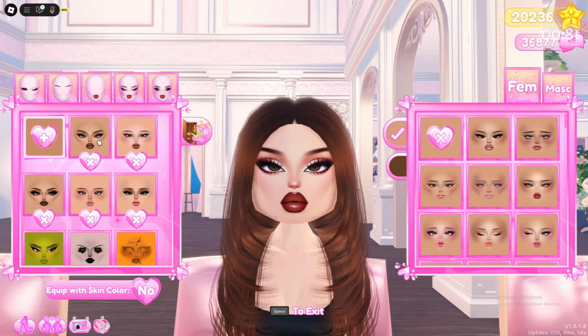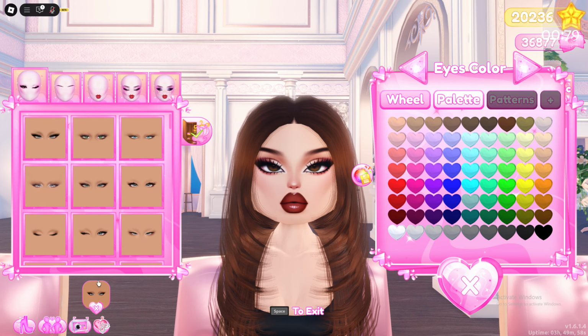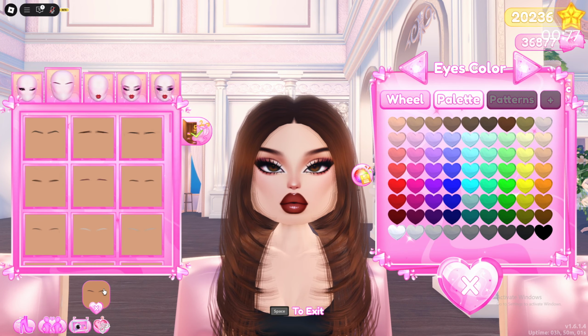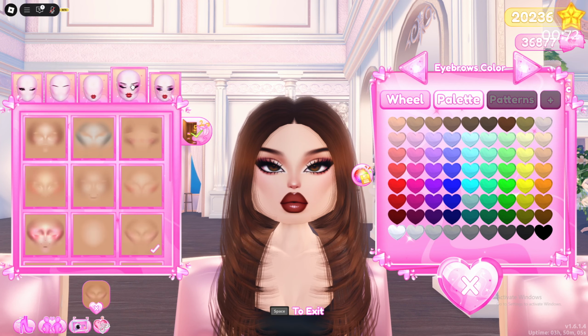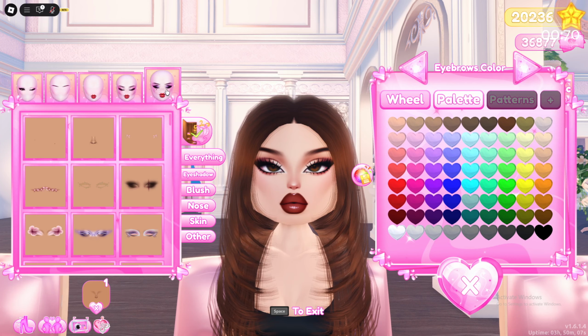So I like this makeup a lot. This is the eye. This is the brow. This is more for a glamorous look. These are the lips and the contour and the nose.